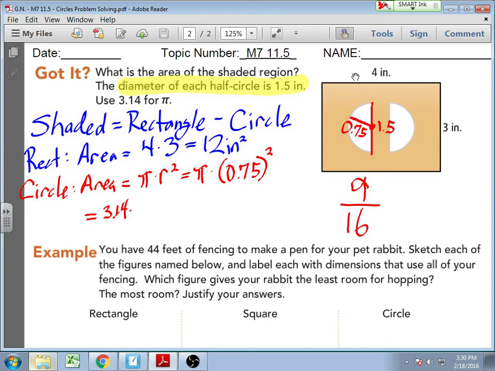Did anyone do 0.75 squared yet? What is it? 5625. When you do 0.75 squared, you get 0.5625. So now I'm going to multiply that by pi, 3.14, and that gives me approximately 1.77. Thank you.